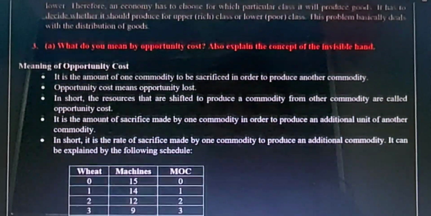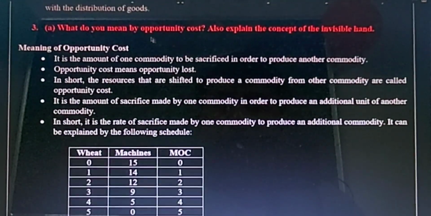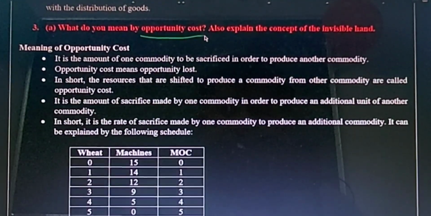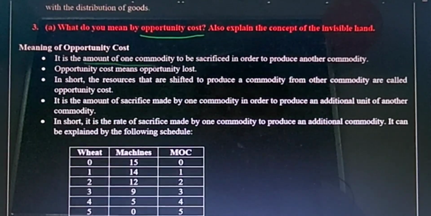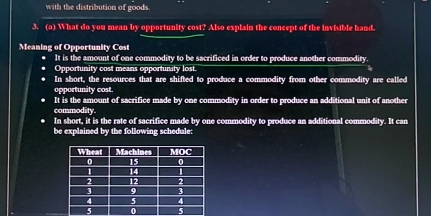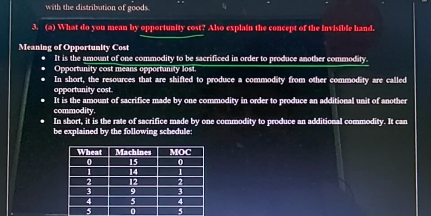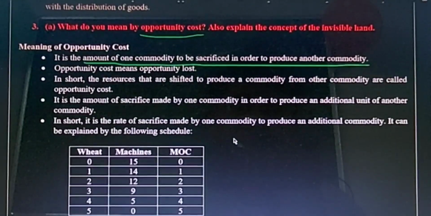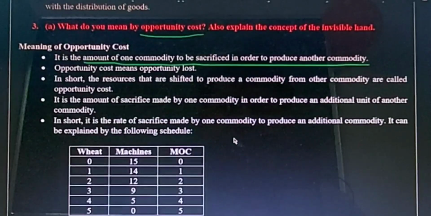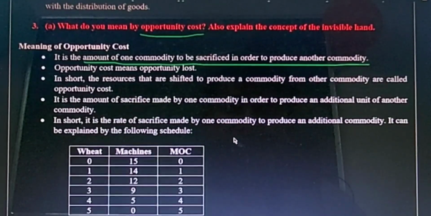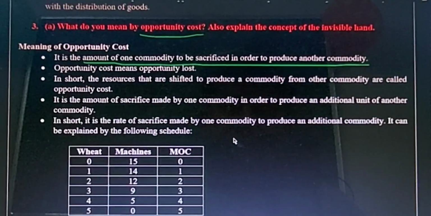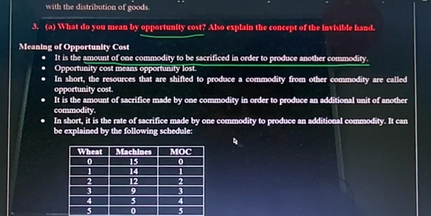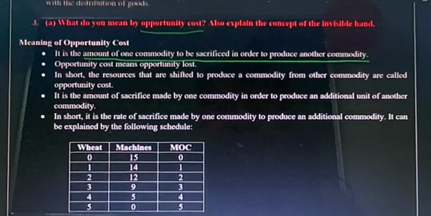Question number 3 is, what do you understand by opportunity cost? Opportunity cost, in the simplest definition, is the amount of one commodity to be sacrificed in order to produce another commodity. Whenever we gain, we have to lose. That's the law of nature. If we want to manufacture one thing, then we have to sacrifice another thing. So that is called opportunity cost, right?